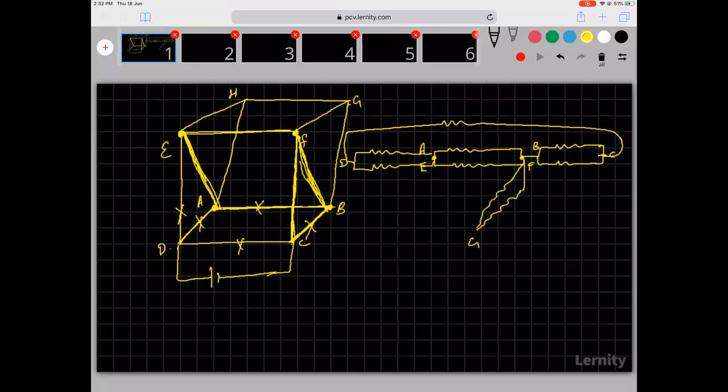Then from A and E also there is a resistor going to H. There are two resistors going to H, and now these two are joined. So I have 1, 2, 3, 4, 5, 6, 7, 8, 9, 10, 11, 12. So perfect, I have finished my work.